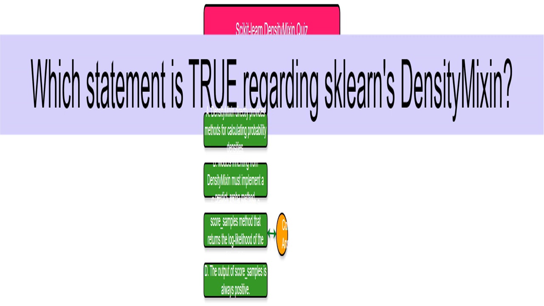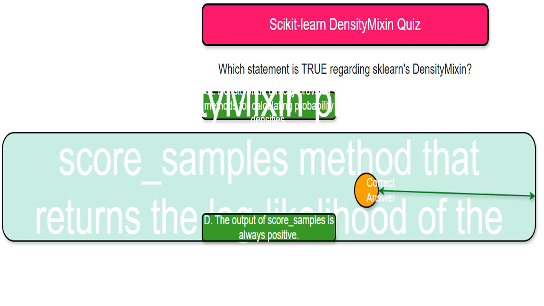We'll look at what DensityMixin does and what it doesn't do. Think of it like this. DensityMixin is a blueprint for building models that estimate the probability density of data. This statement is correct. The DensityMixin class provides a method called score_samples. This method calculates and returns the log likelihood for each data point that you feed into the model. The log likelihood is a way of measuring how well the model fits the data. I hope this is clear.